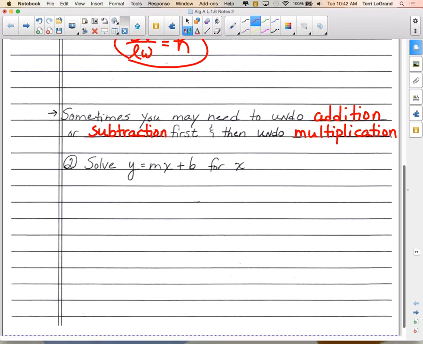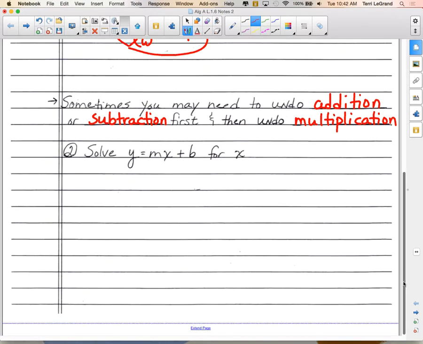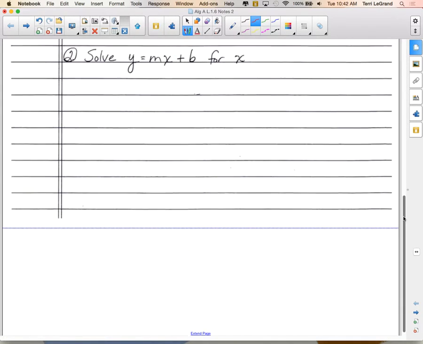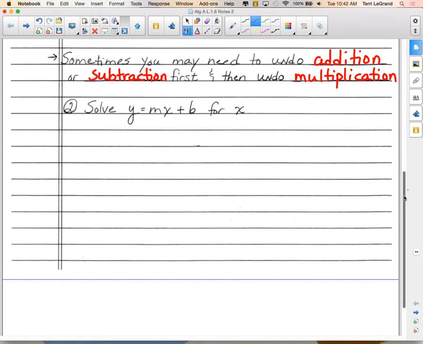And we're going to have to be able to do this coming up in a couple of chapters. We're going to have to understand how to rearrange an equation. Can you go back? Yep. What was that last part? Then undo multiplication.